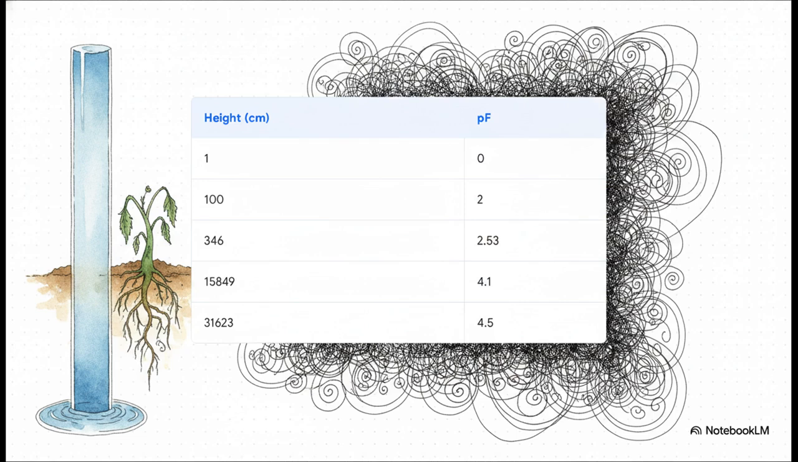And by the time you reach the wilting point at a PF of 4.1, the tension is equivalent to an insane 15,849 centimeters of water column. The math just proves how fiercely dry soil refuses to let go of its last drops of moisture.